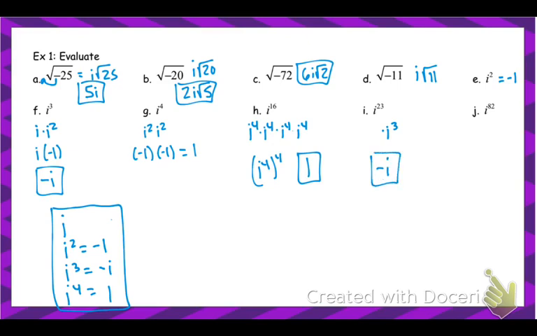All right, i to the 82nd. Not divisible by 4, but i to the 80th is. That leaves me with just i squared, and i squared is the same thing as negative 1. So whenever you have i to some power, you're going to get basically one of these four things: i, negative 1, negative i, or 1.